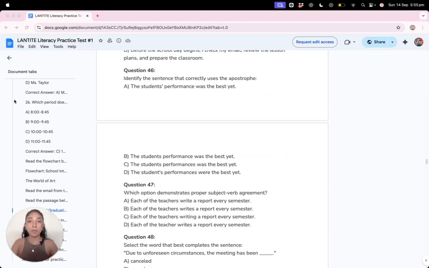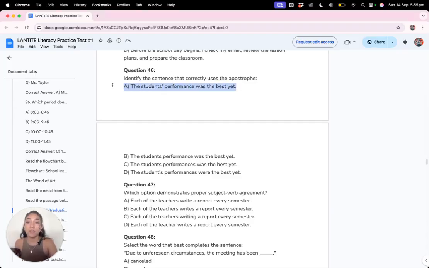So here's another grammar question. Question 46, identify the sentence that correctly uses the apostrophe. So A, the student's performance was the best yet. B, the student's performance was the best yet. C, the student's performances was the best yet. And D, the students' performance were the best yet. So just having a look at all of these, they look pretty similar, but the best one is A.